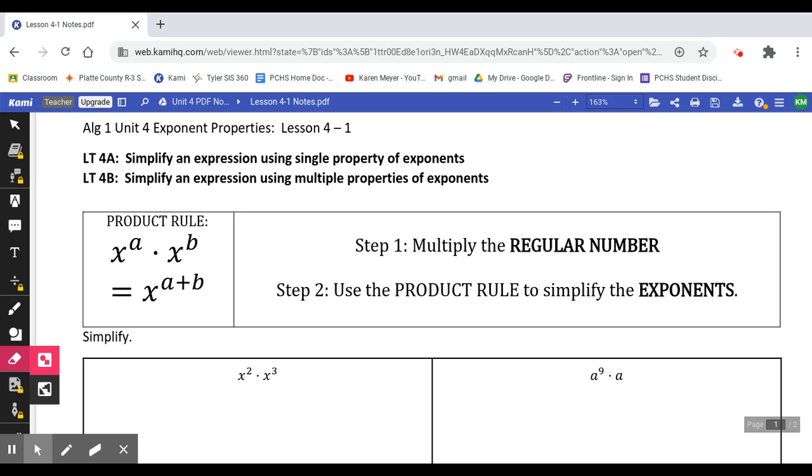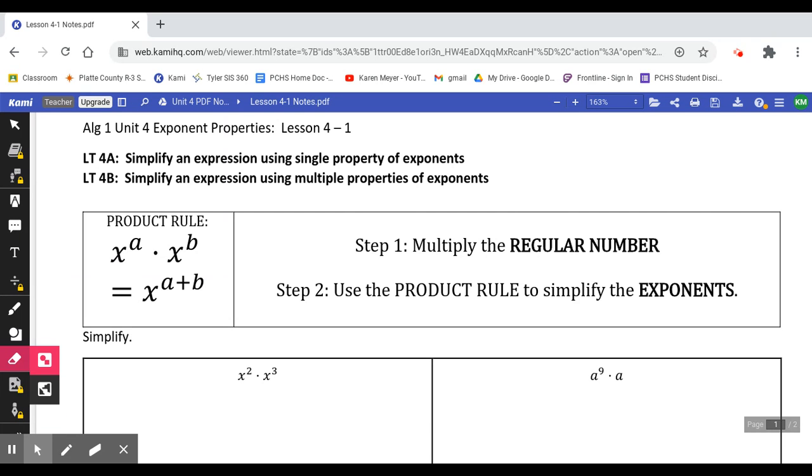In this unit, we're going to be talking about exponent properties. So on the first one, we have a product rule that says x raised to the a times x raised to the b equals x raised to the a plus b. So what you need to know from this rule is that if you are multiplying, you add your exponents together.